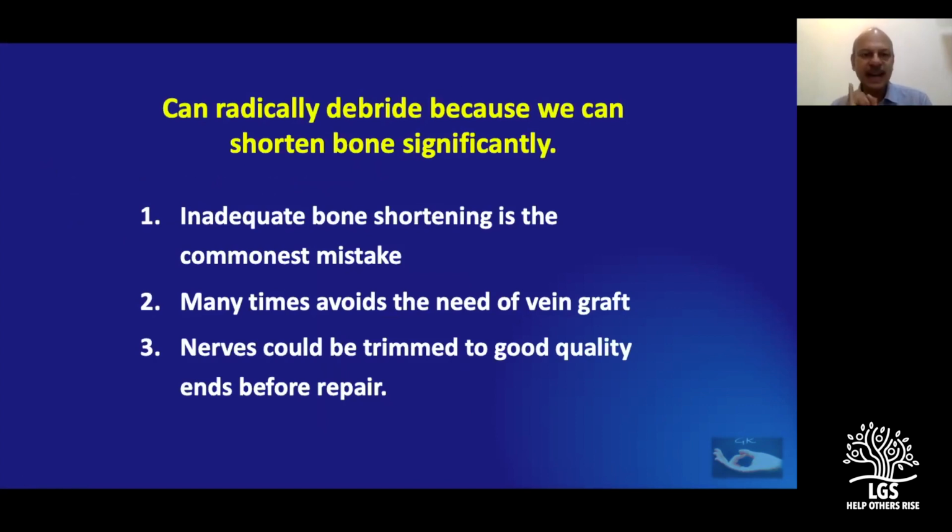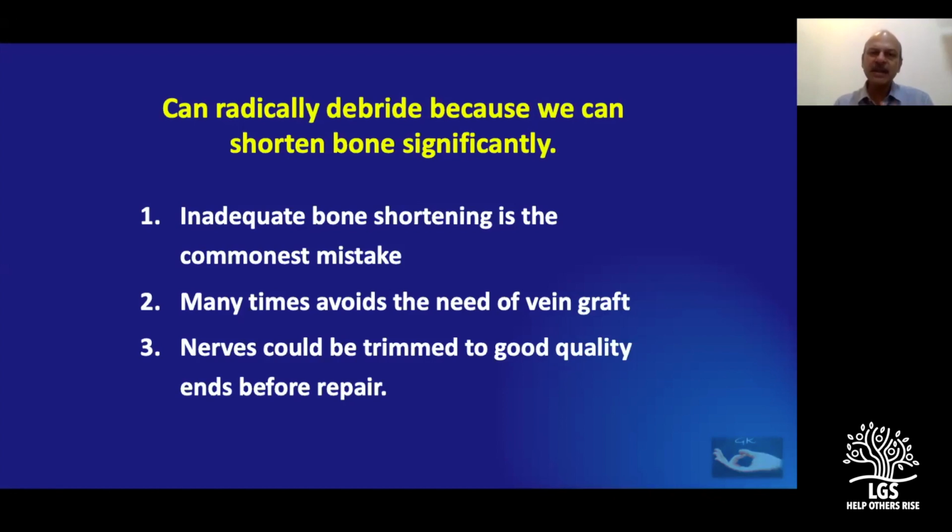So we can radically debride the wound because the bone can be shortened. The inadequate bone shortening is the commonest mistake that is done in replantation surgery. Many times you can avoid the need of a vein graft, and nerves could be trimmed to good quality ends before repair. It is not the vessels alone, the artery and the vein alone, that are important for a replantation. The nerves are also important.